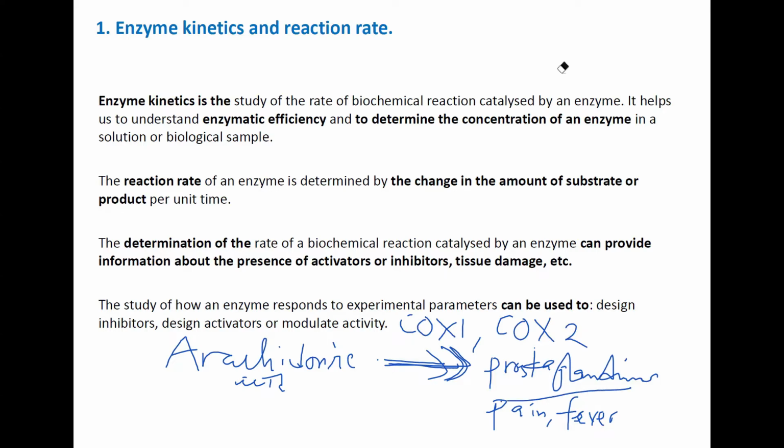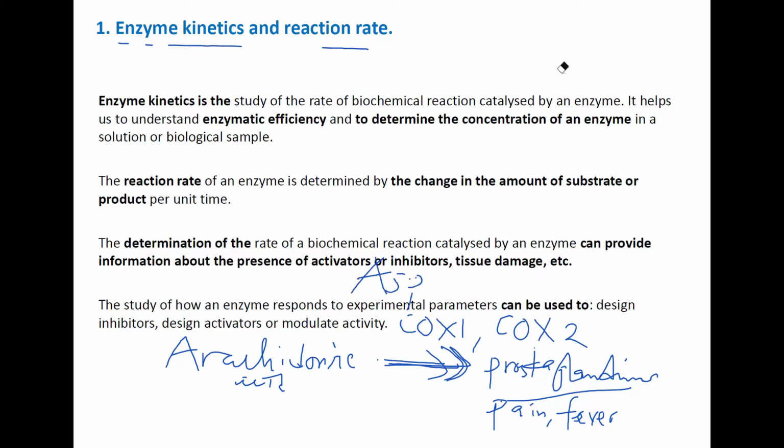So with the knowledge of kinetics of enzymes, or rate of the reaction, we will be able to design molecules that will inhibit the activity of the enzymes. And once you do that, it will block the formation of the prostaglandins. And of course, you will cure the fever and the pain. Fever and the pain will be relieved. And that is what happened.